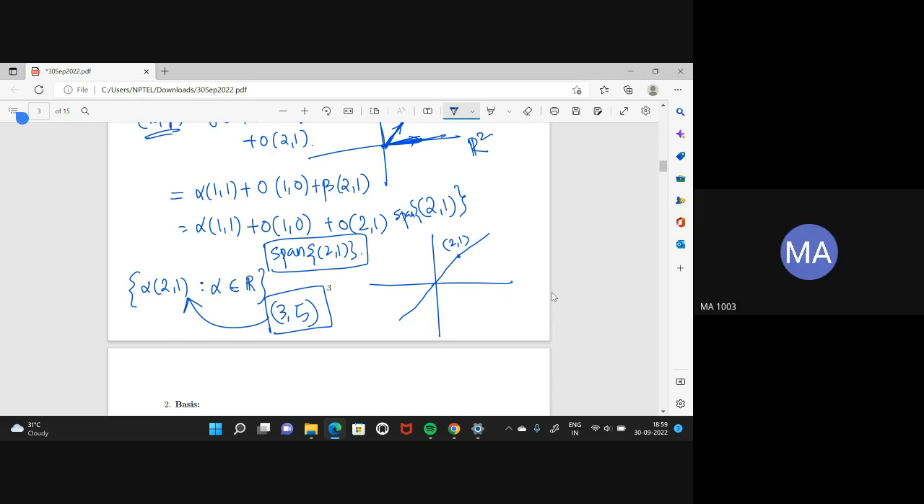Any other questions? Ma'am, is there any case where the span of some vectors is not a subspace of the corresponding R2 or R3? No, the span of a set is always a subspace.